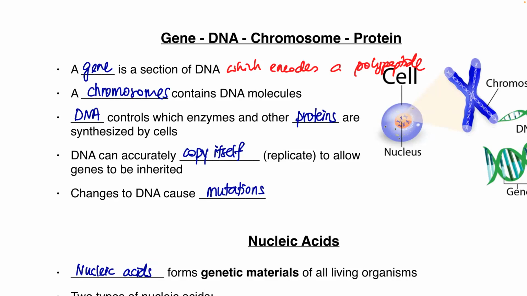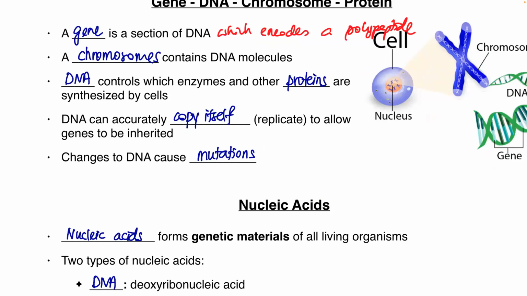In the last chapter we have already mentioned that a chromosome essentially is a DNA molecule, just a very large DNA molecule. And DNA controls which enzymes and other proteins are synthesized by cells. Later we are going to see how DNA actually functions as information for protein synthesis. But again, it has been covered in high school, at least for the SPM and UEC syllabus. And the DNA can accurately copy itself. In the last chapter we learned that during interphase, DNA gets replicated.